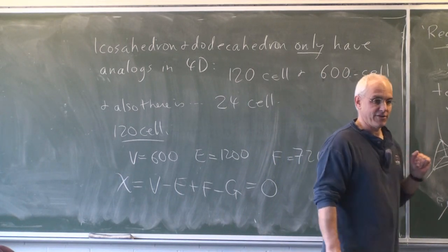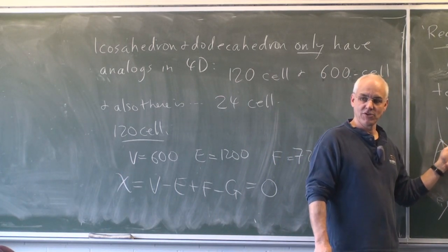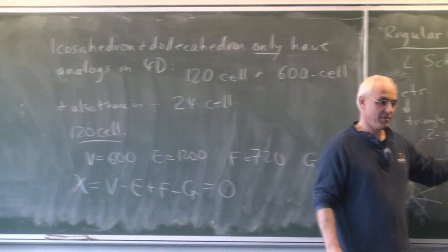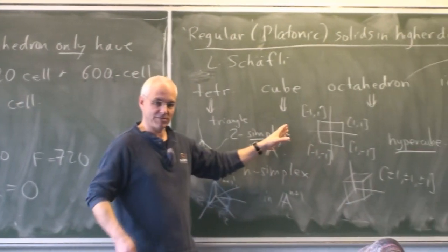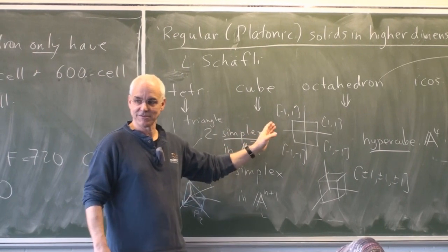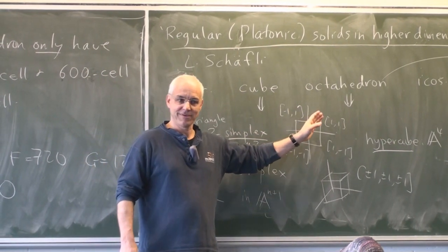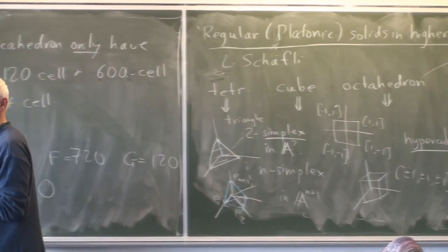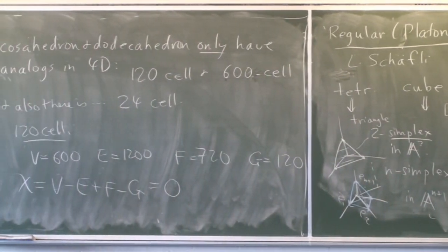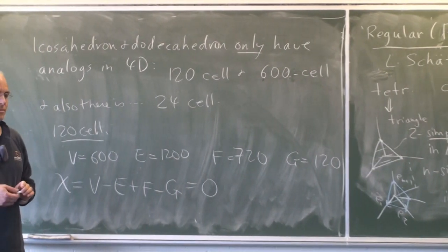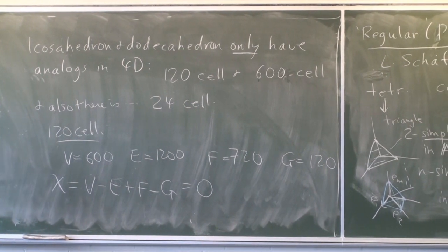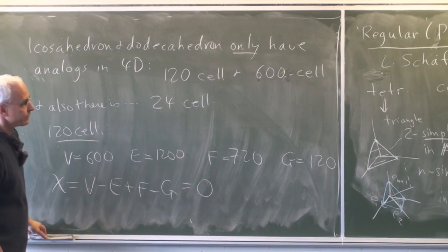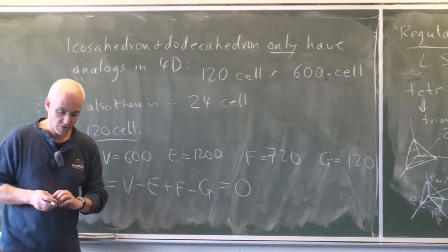And it's an excellent exercise to show that the corresponding facts for the four-dimensional simplex, hypercube, and orthoplex also satisfy this, that the Euler characteristics are all zero. Okay, good.